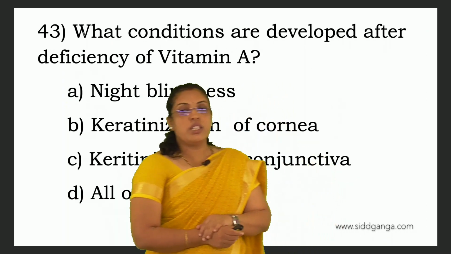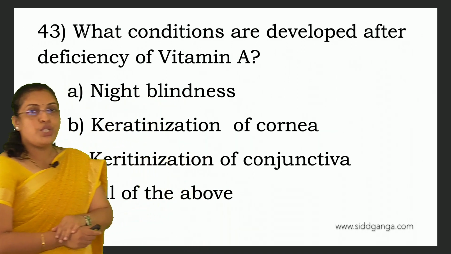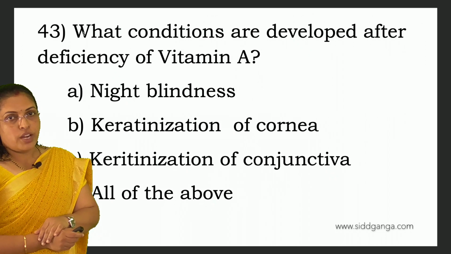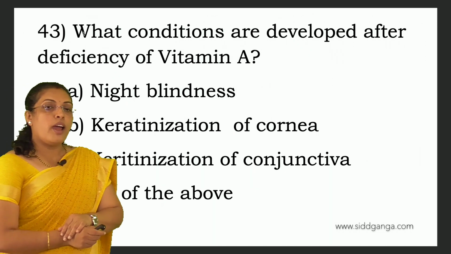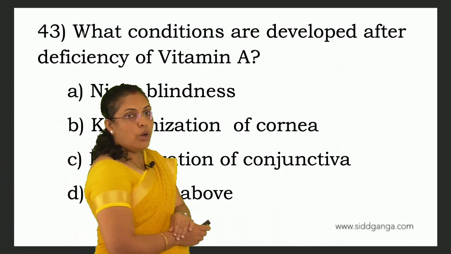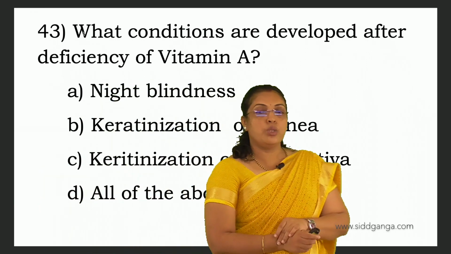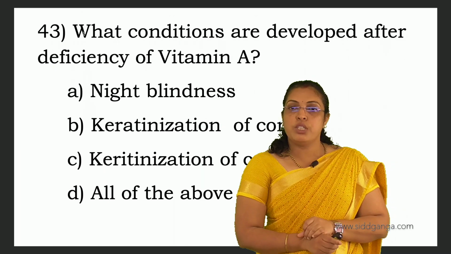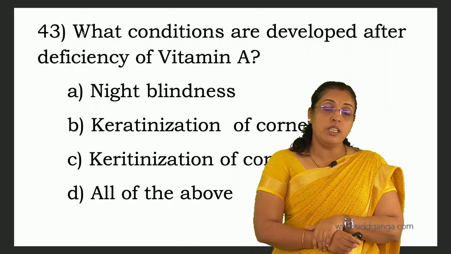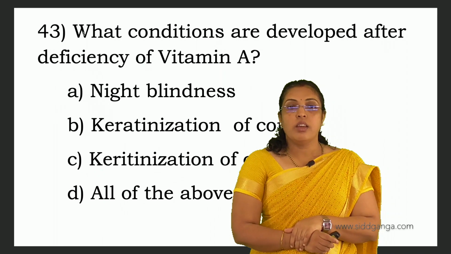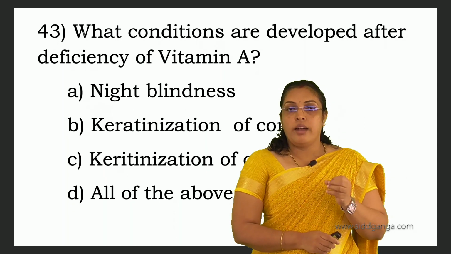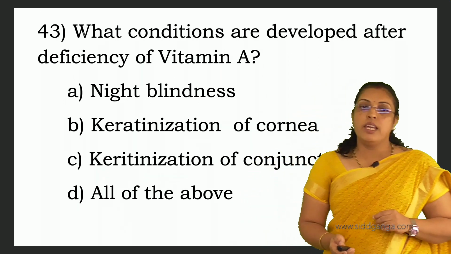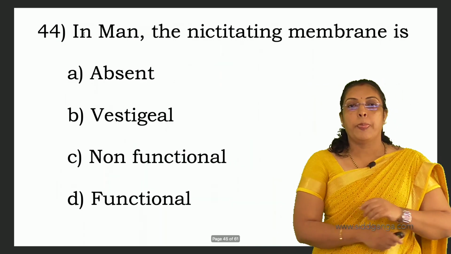What conditions are developed after deficiency of vitamin A? In the deficiency of vitamin A, we see night blindness. Because retinol is synthesized with the help of vitamin A, which is present in rhodopsin. So in the deficiency of vitamin A we see night blindness. A is the answer for 43.